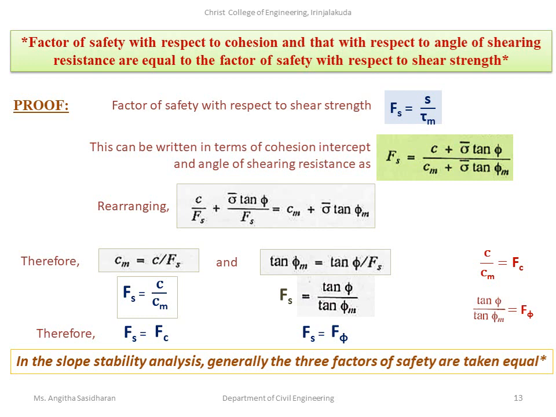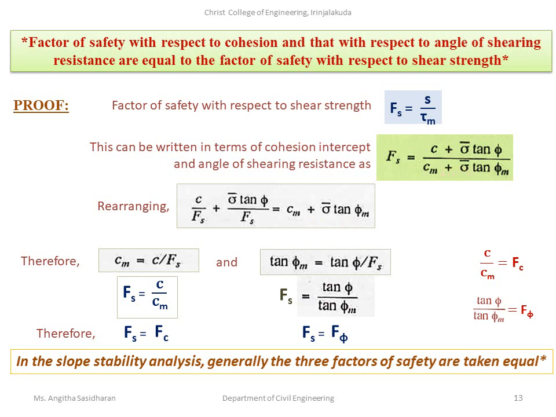Again, tau m is the mobilized shear strength, so you can represent it using the letter m. In the same form, tau m is equal to cm plus sigma bar tan phi m. So Fs can be written like this, and we can bring Fs down and this term to the side. So c divided by Fs plus sigma bar tan phi divided by Fs is equal to cm plus sigma bar tan phi m.